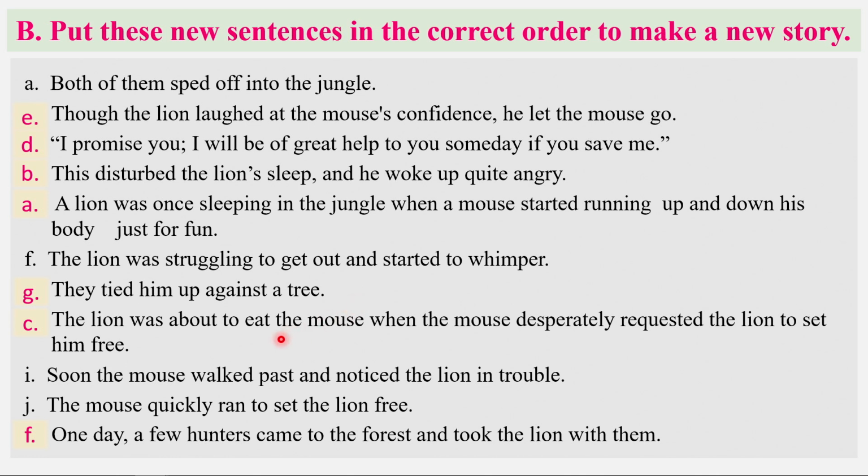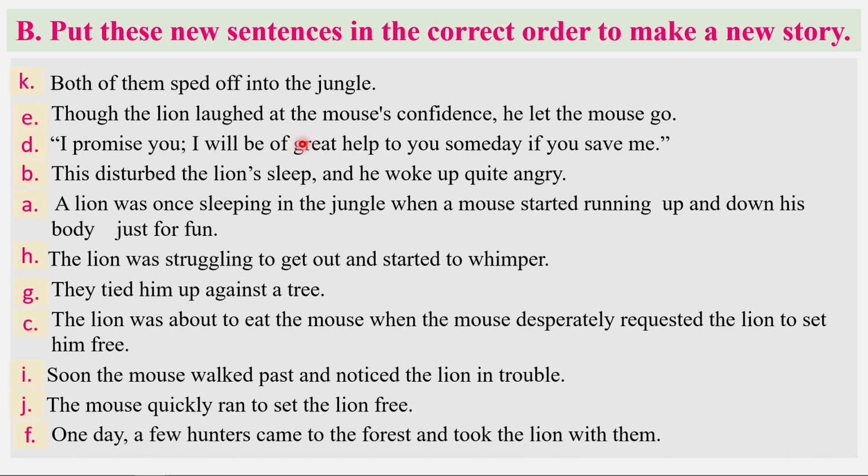Okay, then what happened? After that, the lion was struggling to get out and started to whimper. And then, soon the mouse walked past and noticed the lion in trouble. After that, the mouse quickly ran to set the lion free, and finally both of them sped off into the jungle. Okay, so this is the right order. Now join all the sentences and form a story.